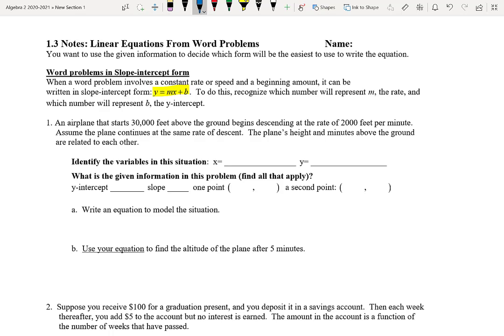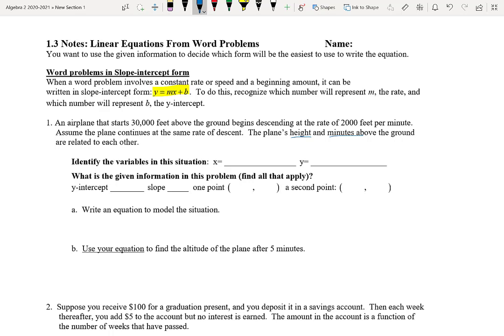Because really, the two problems that we're asked to do here: A is write an equation to model the situation, and then B, we're supposed to be using the equation to find what the altitude of the plane is after 5 minutes. So just to start with, it's sometimes helpful for us to define what those x and y values are, so we know what's the independent and what's the dependent variable. So here they tell us that the height and the time above the ground are related to each other.